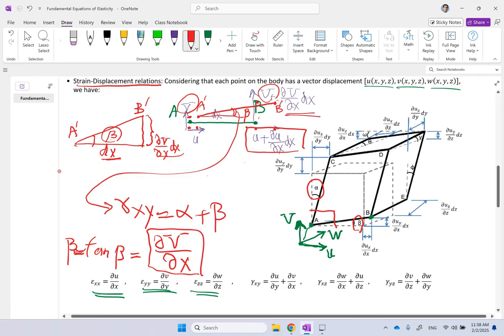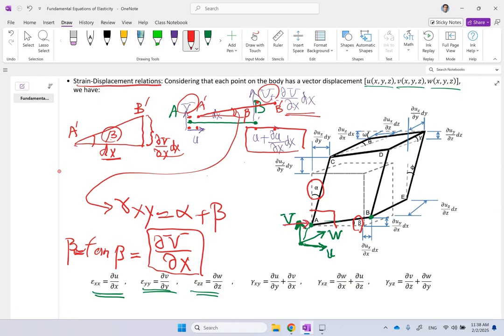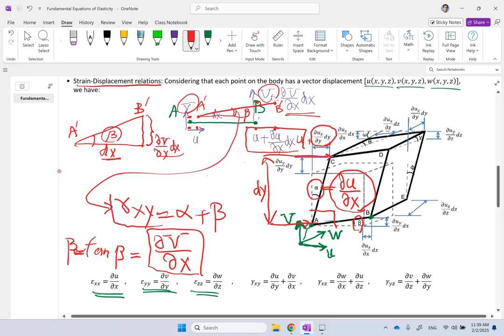Now alpha, if you look at it, is similarly this side moved by u, this other side moved by u plus partial of u with respect to y dy. So the difference between them is only this much, and that divided by this vertical side from here to here, which is dy, is going to be angle alpha. So alpha is partial of u with respect to y. If you add partial of u with respect to y to the partial of v with respect to x, that should give you gamma, and that is exactly this formula.